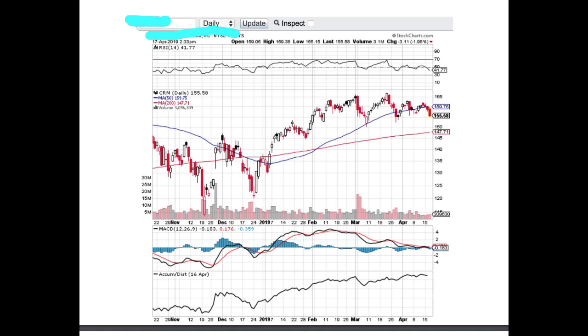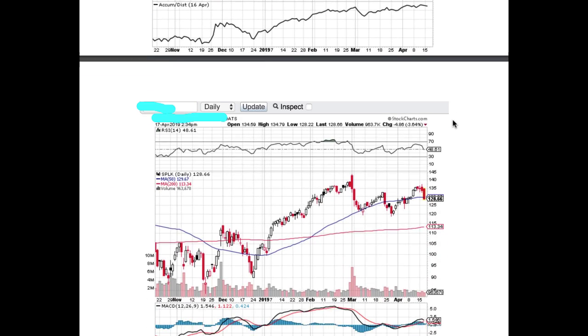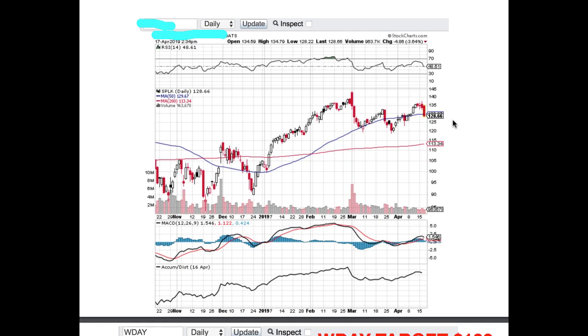So try to really close your eyes and just zoom in on the chart. This is CRM. CRM currently trades at 155.58. This stock is heading lower. Why? Because of the chart. The chart points to a top. Now, here's another one. It trades at 128.66. Top 1, top 2, top 3. Diminishing RSI. Huge sell-offs on huge volume on the sell side. Okay, guys, this is another stock that will trade much lower from here.